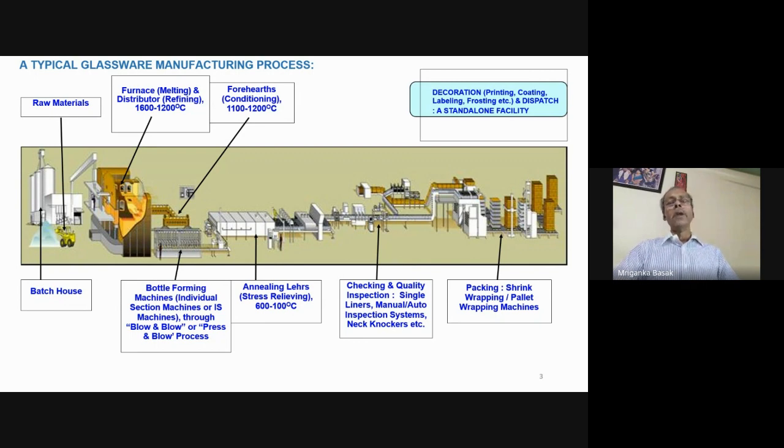The bottle forming takes place through some mold equipment. And the processes followed for forming are of two types. One is called blow and blow, another is called press and blow. The blow and blow system is used for narrow neck bottles. However, the press and blow method is used for wide mouth bottles, like jars, glass jars.